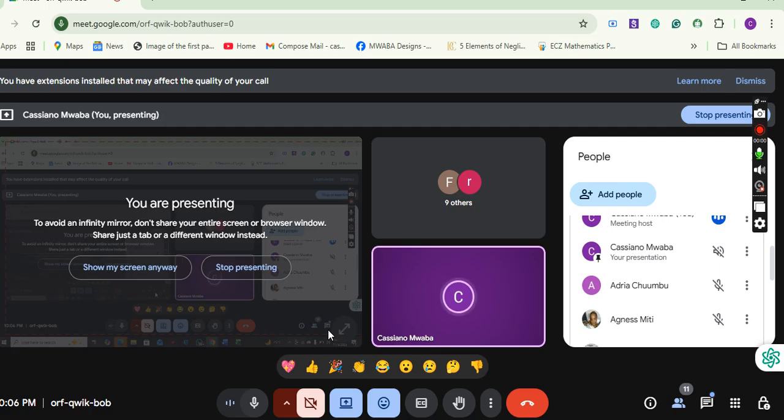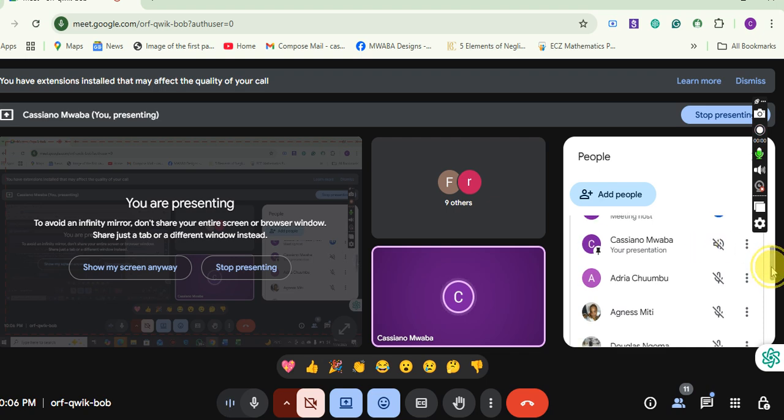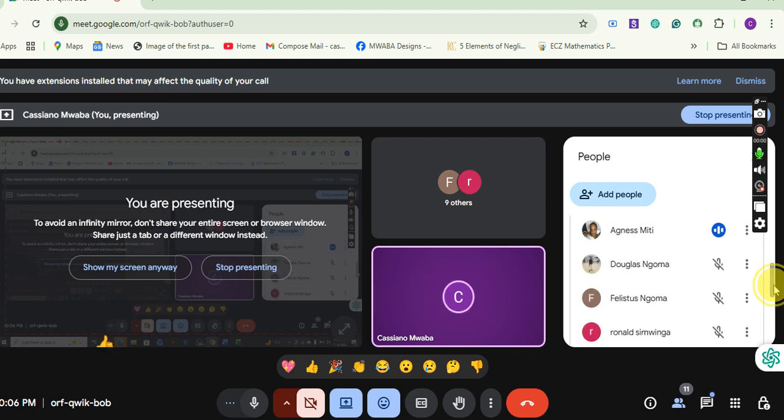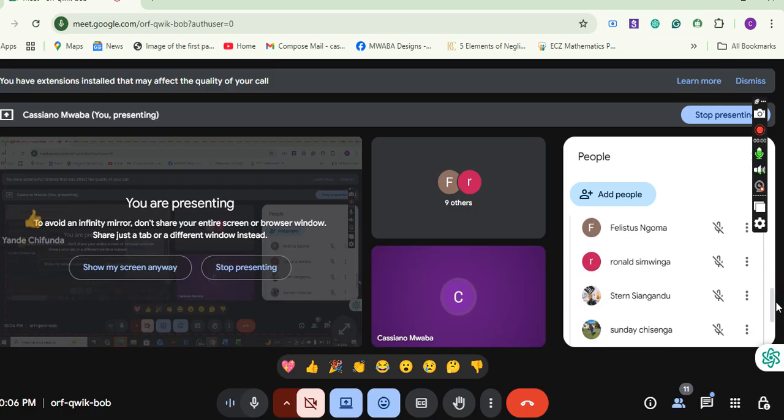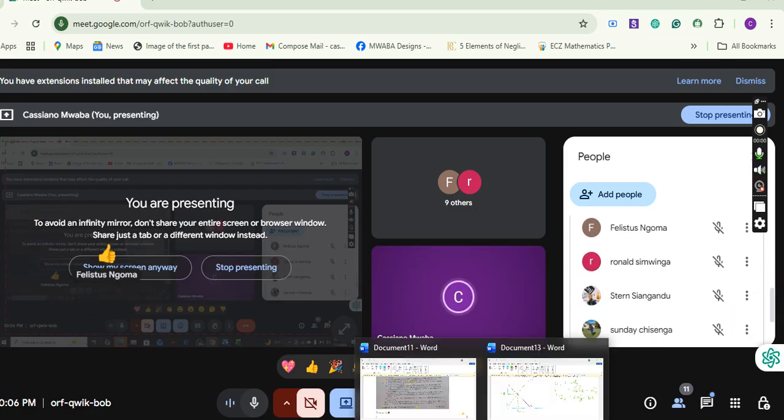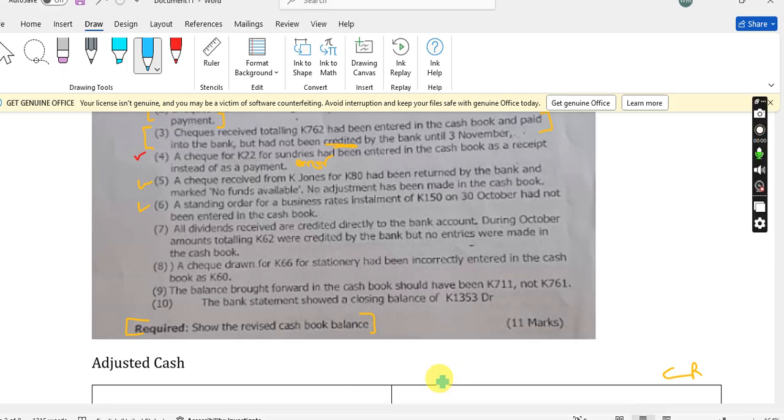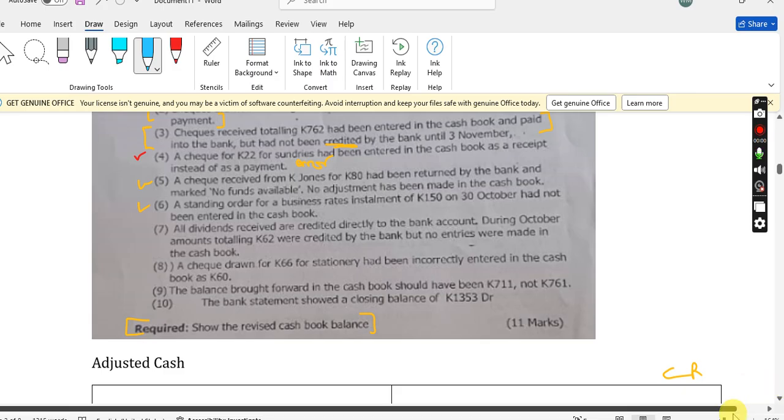Madam Agnes, have you taken note of that? Madam Adria, have you taken note of that? Mr. Ronald, Mr. Douglas, Madam Felicitas, Mr. Sten, Mr. Sandy.